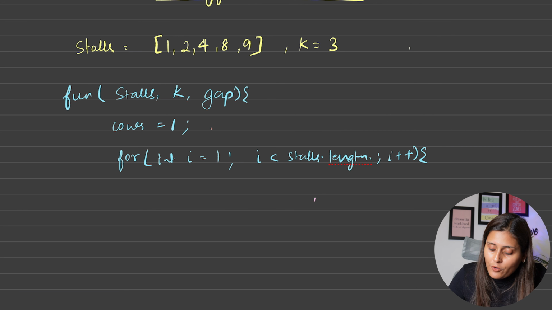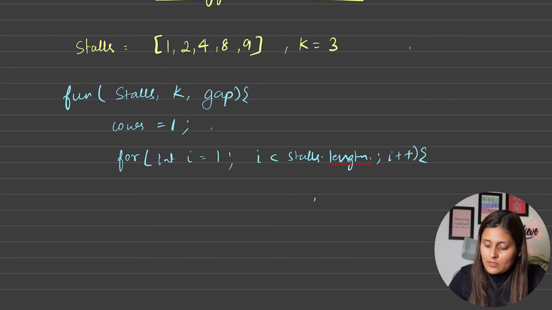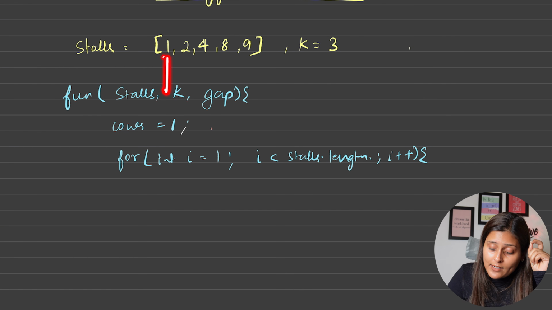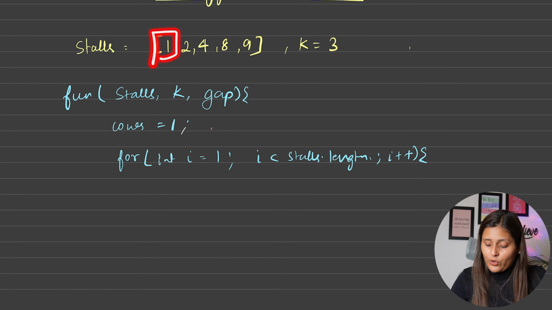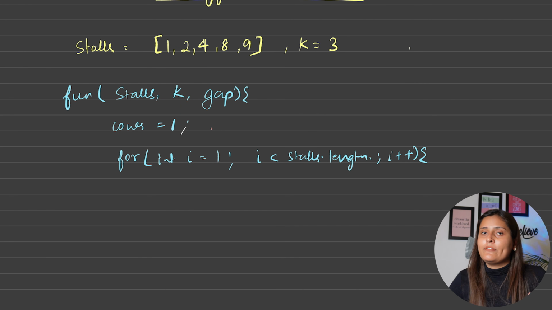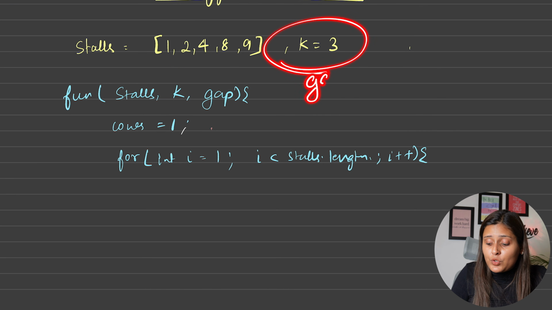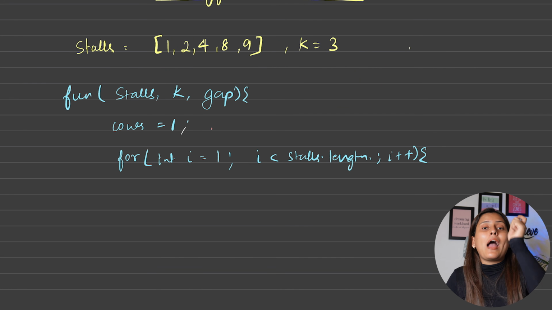I want to start from the first location, because the 0th location I will not touch, considering that the first cow I have already fitted at the 0th location, and the position is 1, of course. Now, can I fit the second cow at the next index or not? How can we check that? Definitely we have to do 2 minus 1, which is 1, so the gap is 1. And suppose we want a minimum gap of 3, and this gap is 1, so I cannot put my second cow at this location.